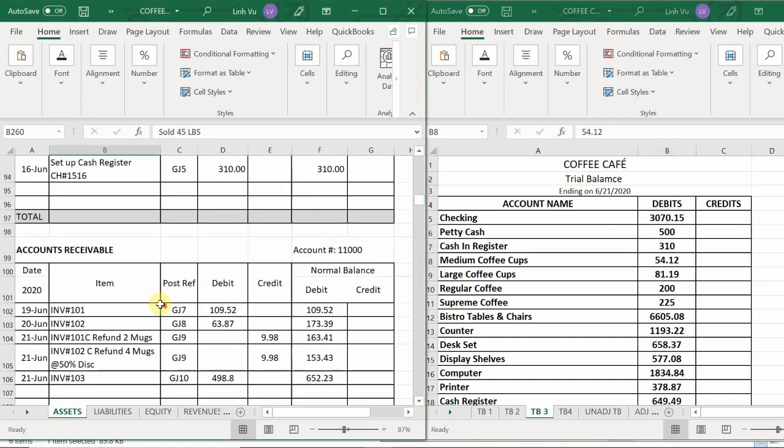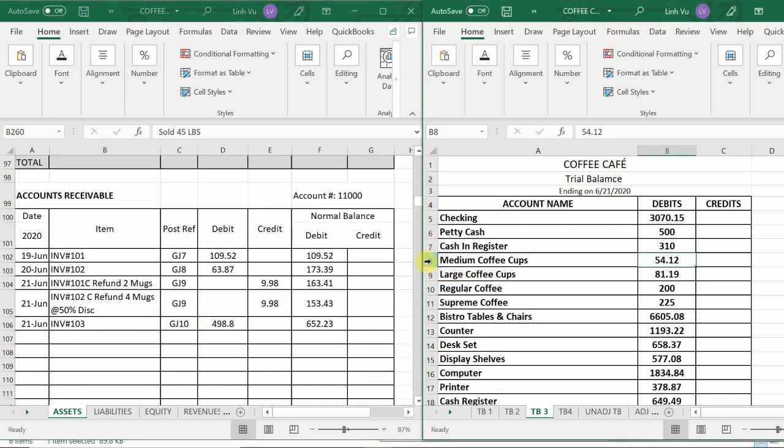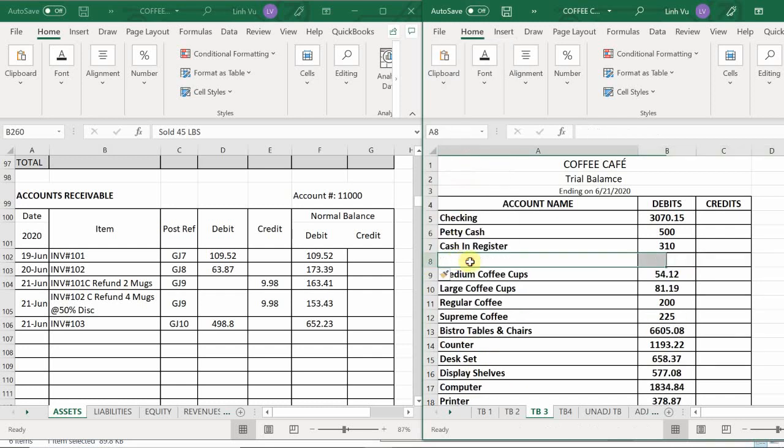Then we have an account receivable. So in this case, I have to insert another row. So again, I'm going to click on row number 8 here. Right click and insert a row above it. And this time, this is accounts receivable. How much is the value of my accounts receivable? 652 and 23 cents. Okay.